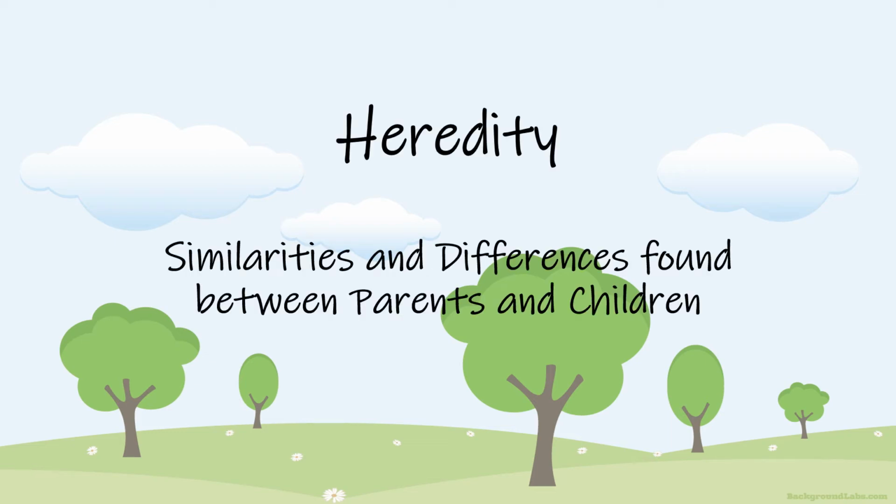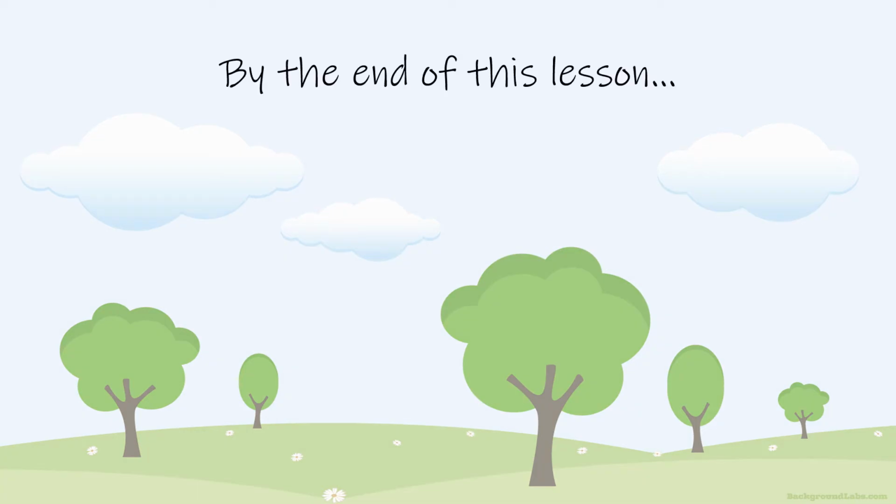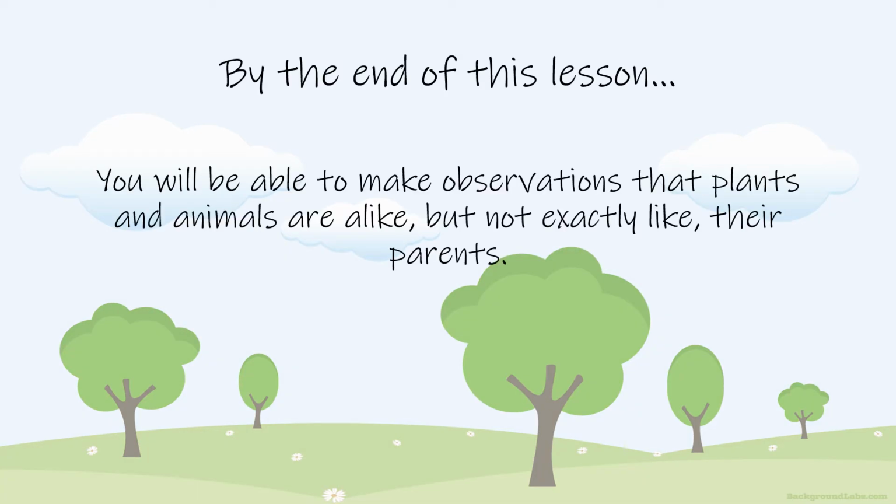This is a first grade lesson on heredity, similarities and differences found between parents and children by Tiffany Hammock. By the end of this lesson, you'll be able to make observations that plants and animals are alike but not exactly like their parents. Let's get started.